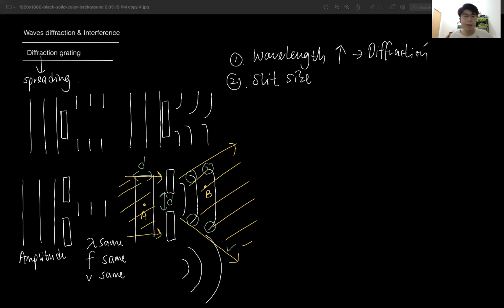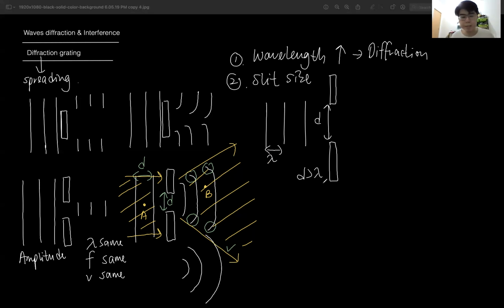Second one is the slit size. The smaller the slit size, the more the diffraction. Can we say the smaller the slit size, the stronger the diffraction? You see, let's say we have a wave coming at a certain wavelength. Okay, and then we have a slit that is bigger. Let me draw it wider apart. Okay, we have a slit that is bigger than the wavelength. Whatever the distance here, the distance is bigger than our wavelength. Is that diffraction?